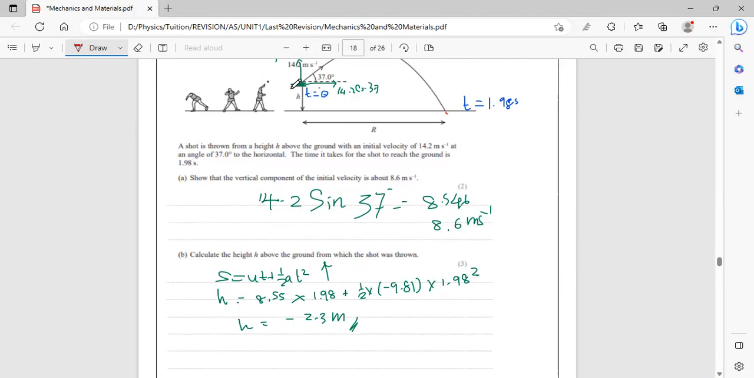Why is it negative? Because the distance is measured downwards when we apply the equation upwards. Distance is measured from the initial position. This position is the initial position, and it's measured downwards where the upward direction is positive. When you measure it downwards, it's negative.